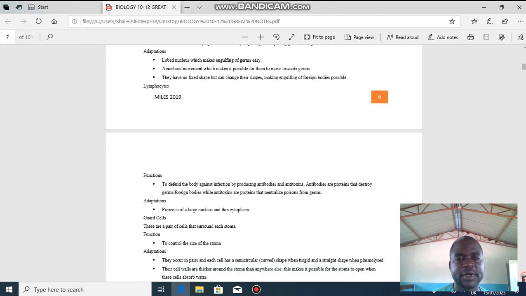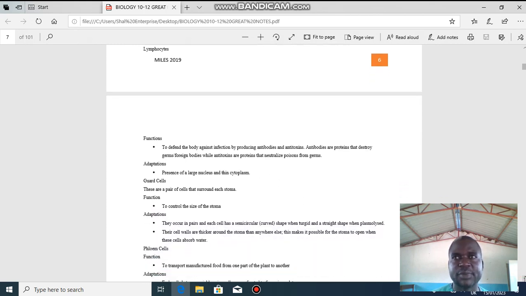Then lymphocytes: their function is to defend the body against infections by producing antibodies and antitoxins. These lymphocytes produce chemicals called antibodies and antitoxins. Antibodies are proteins that destroy germs and foreign bodies, while antitoxins are proteins that neutralize poison from germs. So what are the adaptations? The presence of a large nucleus and thin cytoplasm.